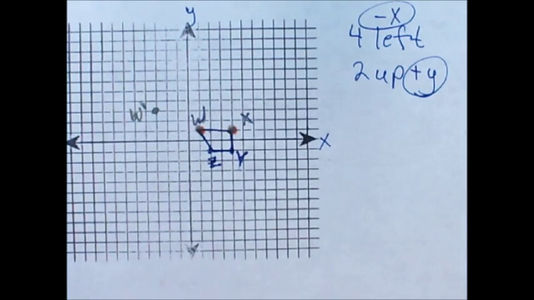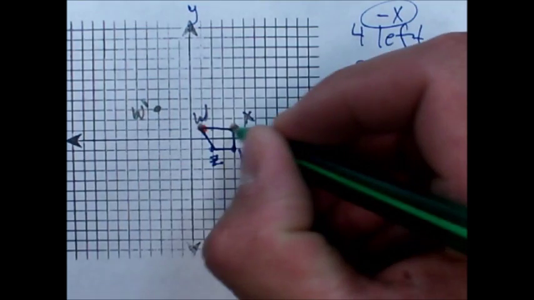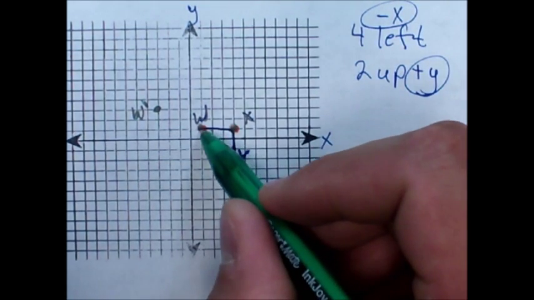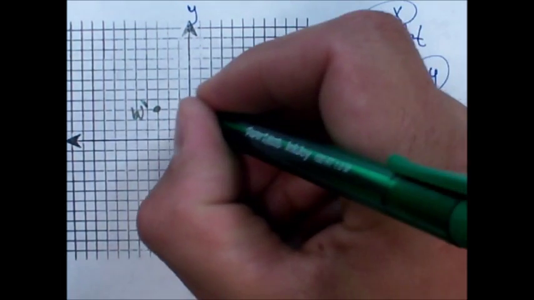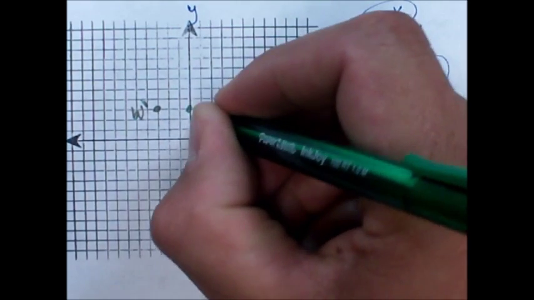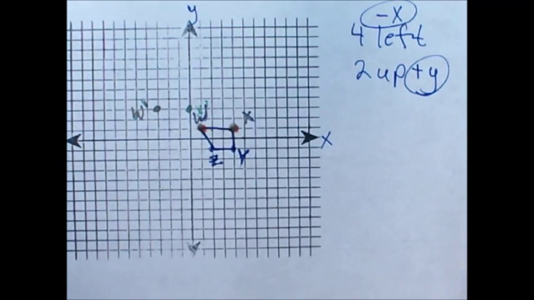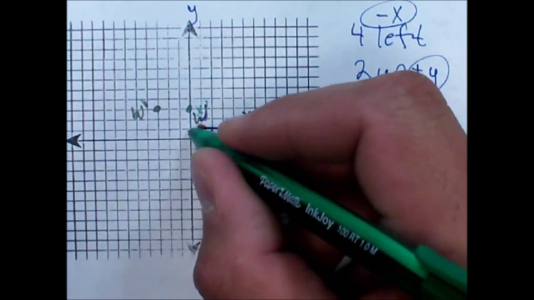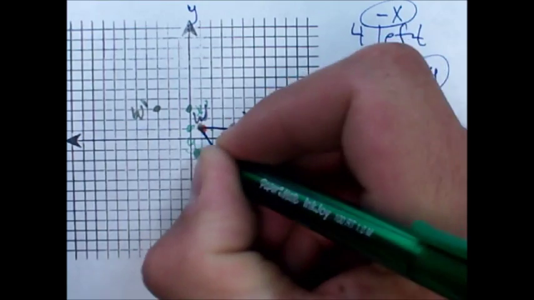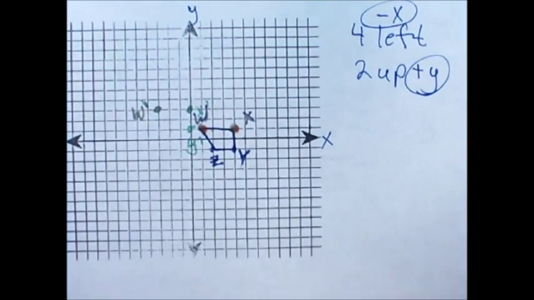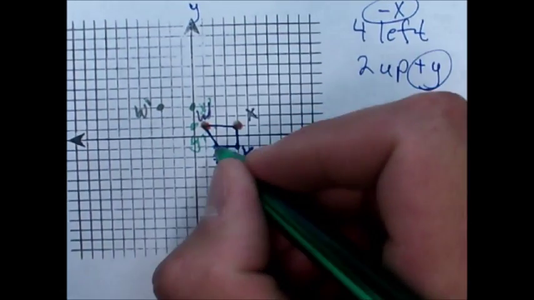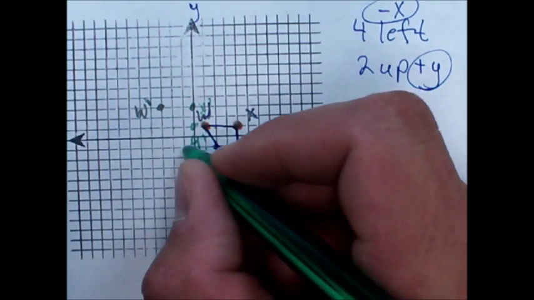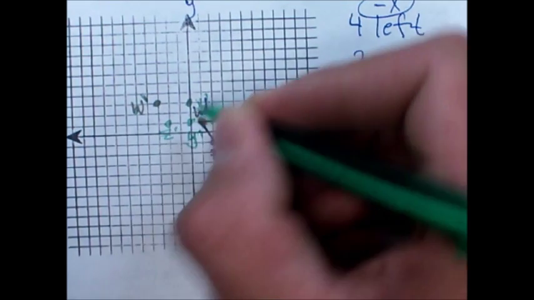Okay, and I do the same thing for every single one of these. So go 1, 2, 3, 4 over, and 1, 2 up gives you the next one, X prime. So 1, 2, 3, 4, and then 1, 2 up gives you the next one, Y prime. You should have already noticed that there's a pattern. There's no change in shape or size, so you really don't need to count every one of these. 1, 2, 3, 4, up 2. There's your Z prime.